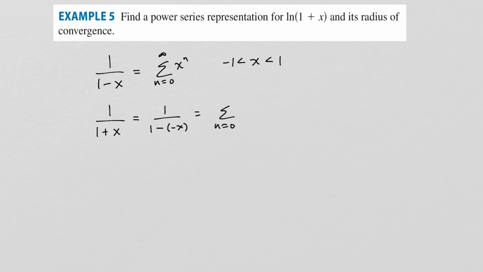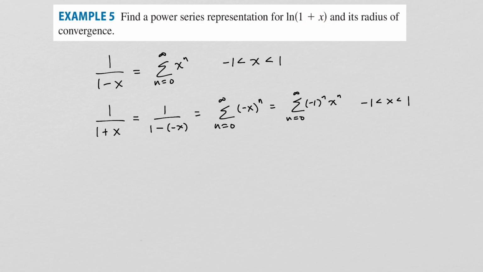So this will be the sum n equals 0 to infinity, -x quantity to the n power. And this can be written as the sum of -1 to the n, x to the n, and it will have the same interval of convergence. Now, why am I talking about 1 divided by 1 plus x? We're trying to find the power series for the function natural log of 1 plus x.